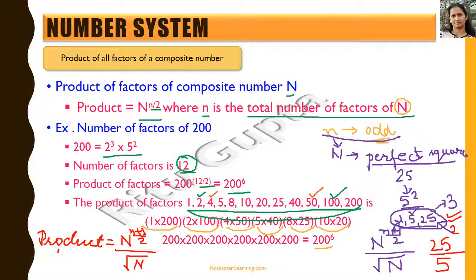So this is true only for perfect squares. This is not true for any other composite number. The formula remains N raised to power n by 2, because in that case the small n will always be an even number, but for the product of factors of a perfect square, this is the formula.